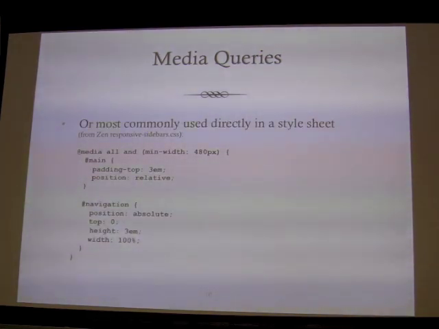So this is some code that I just pasted in from Zen's responsive sidebar.css. Typically, in your CSS, you'll have the media query. Here it's specifying if the min width is 480, then I list all the CSS styles for that media query underneath it. So again, it gives us a lot of flexibility. And we'll take a look at that as well.